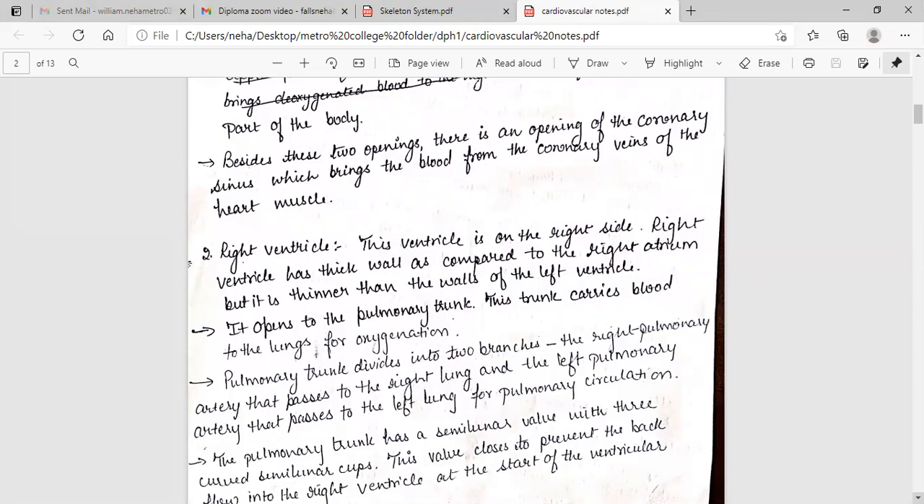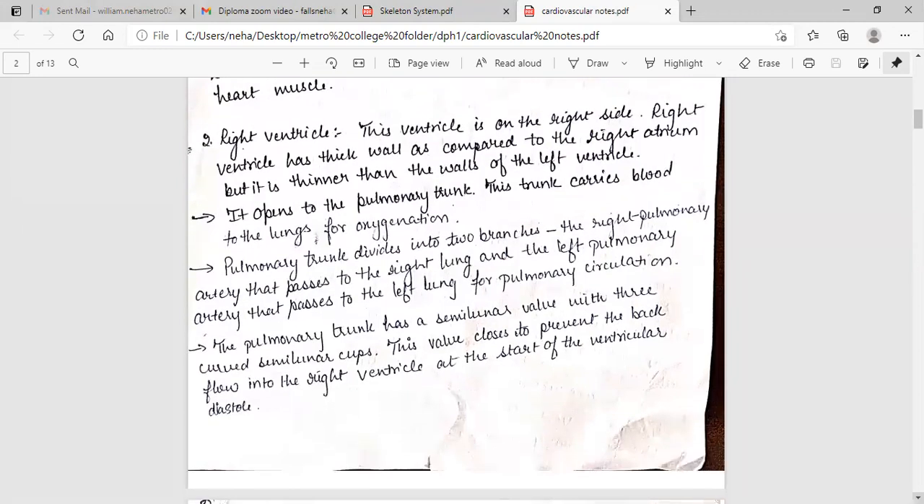Right ventricle. This ventricle is on the right side. Right ventricle has a thick wall as compared to the right atrium, but it is thinner than the wall of the left ventricle. It opens to the pulmonary trunk. This trunk carries blood to the lungs for oxygenation. Pulmonary trunk divides into two branches, the right pulmonary artery that passes through the right lung and the left pulmonary artery that passes through the left lung for pulmonary circulation.